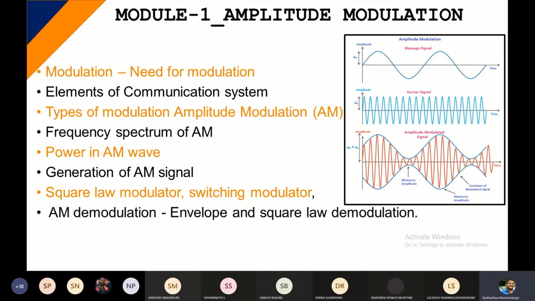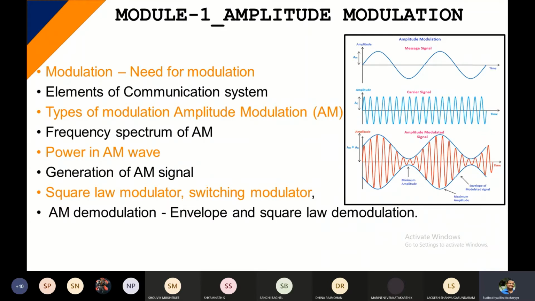Then we'll go for types of modulation and amplitude modulation. Then the frequency spectrum of amplitude modulation. Don't get confused, don't get frightened. These are all very simple terms. I'll explain you one by one as and when we come to that.